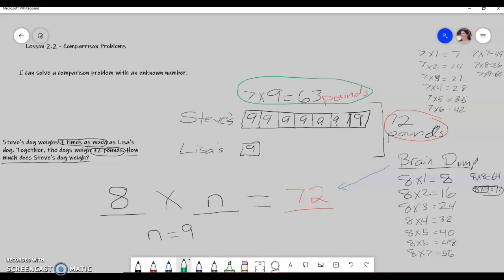And there you go. So the comparison problems with an unknown number are a little more complicated, but if you take them one step at a time, you can do it.